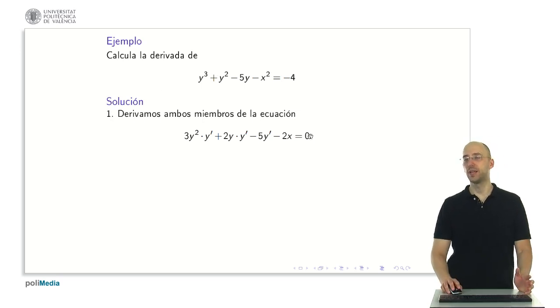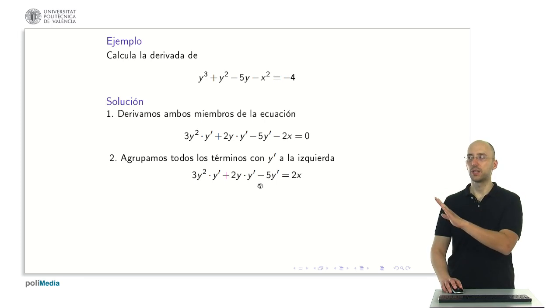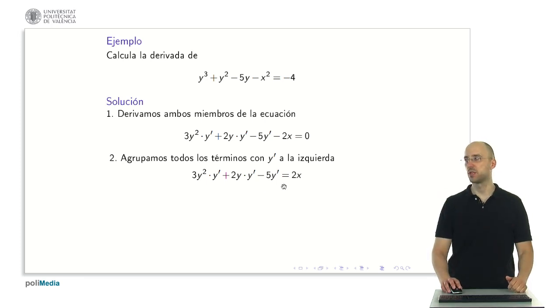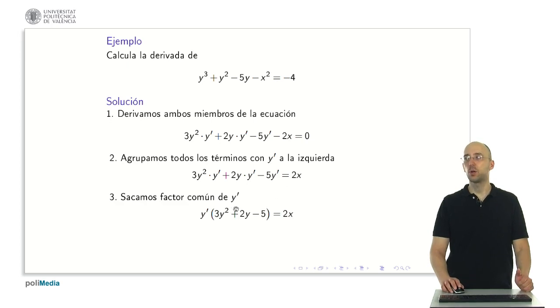What follows is relatively straightforward. This was the most complex step and can be a bit confusing. Now, we group all the terms that contain y prime. Notice that there are y prime terms here, here, and here, all adding together. Also, note that I've moved the minus 2x to the other side. We are essentially grouping more terms. Now, with all the terms containing y prime, we factor out this common factor. I'm left with 3y squared plus 2y minus 5 equals 2x.